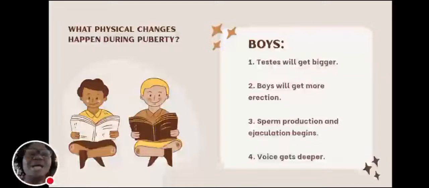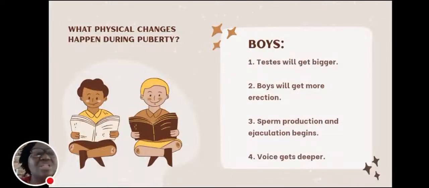The next one says, what physical changes happen during puberty? You want to know it? Children, are you following? Okay. What are the physical changes that happen during puberty? Let's take the boys first. We'll start with the boys. We start with changes that happen in the body of boys first.